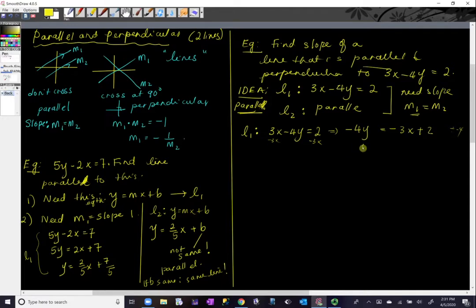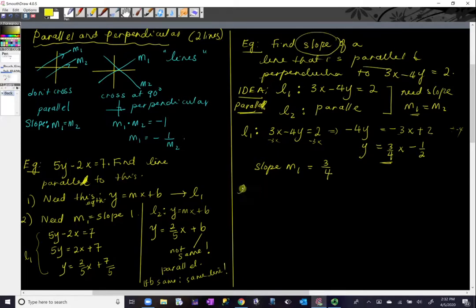So negative 4 divided by negative 4 is positive 1. Negative 3 divided by negative 4 is positive 3 over 4x. Minus 2 divided by negative 4 is a positive, so 1/2. So this is the slope for the first one, which is 3 over 4. And the question says find the slope. They don't care about the equation.